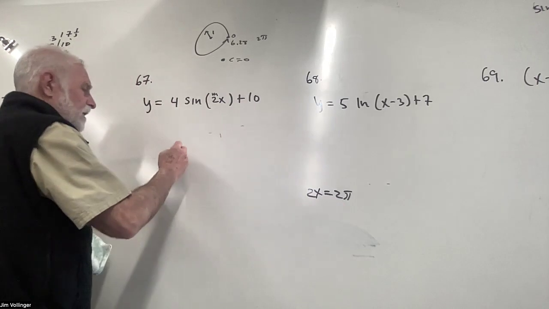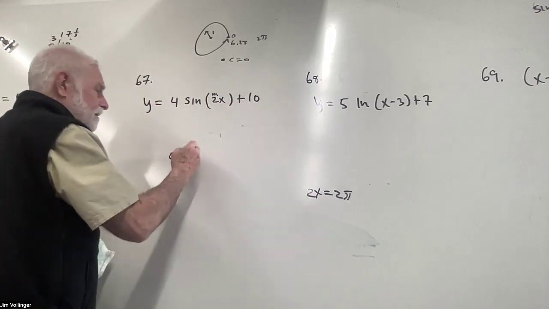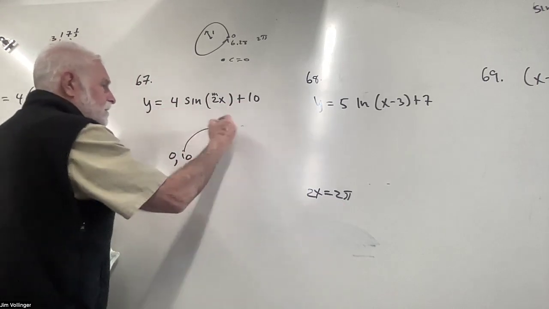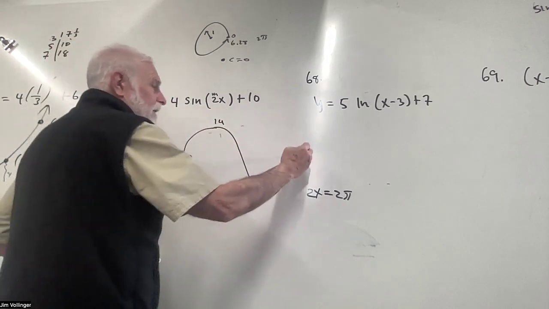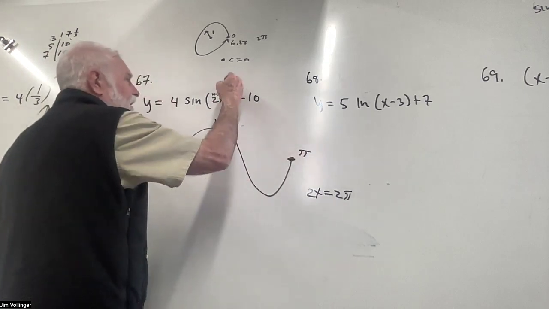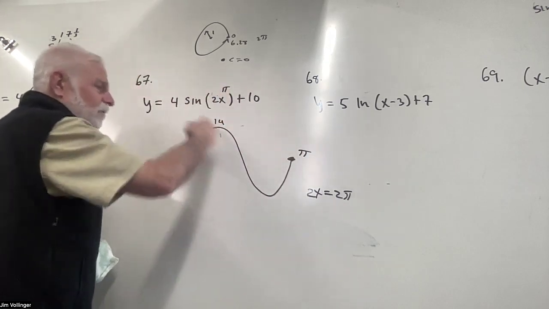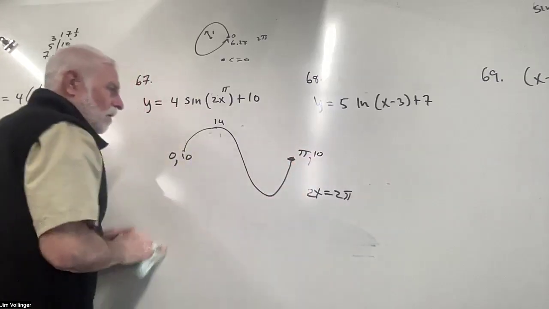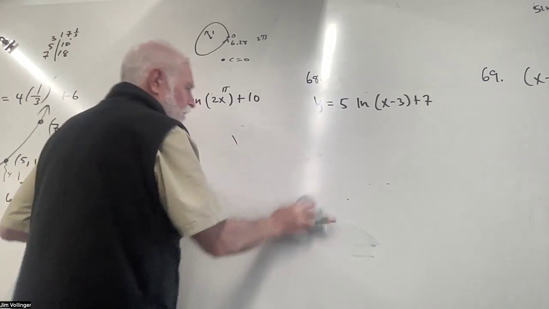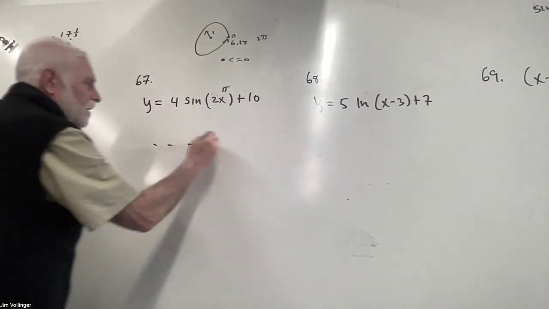All right, so we're going to start at 0, 10. We're going to go up 4 units to 14, and then we're going to come back to it, and we're going to stop when x is pi. 2 times pi is 1 revolution. We're back to 10. So this is how I would have done this without talking to you. I would have gotten a framework.